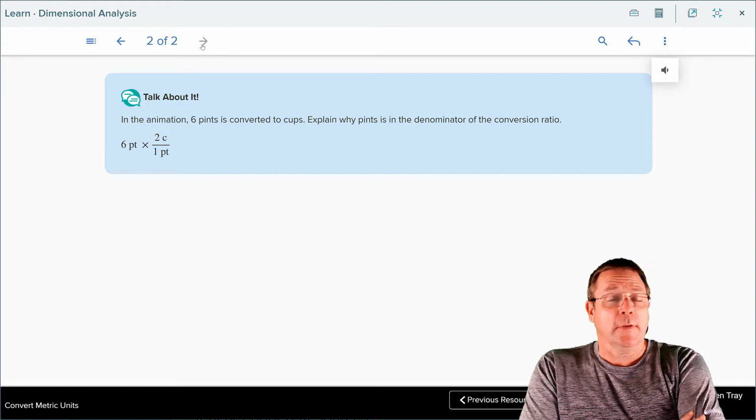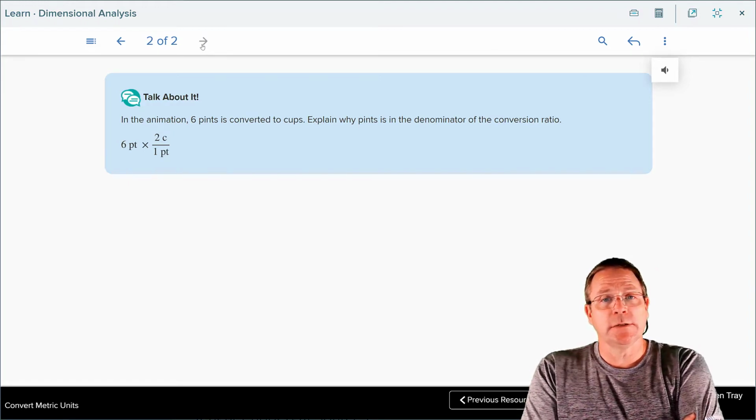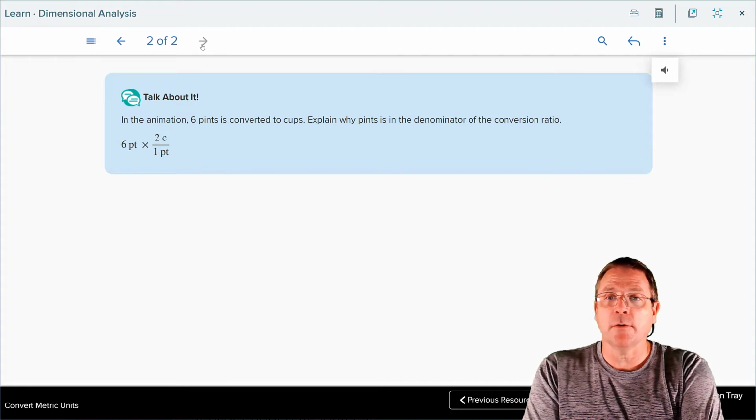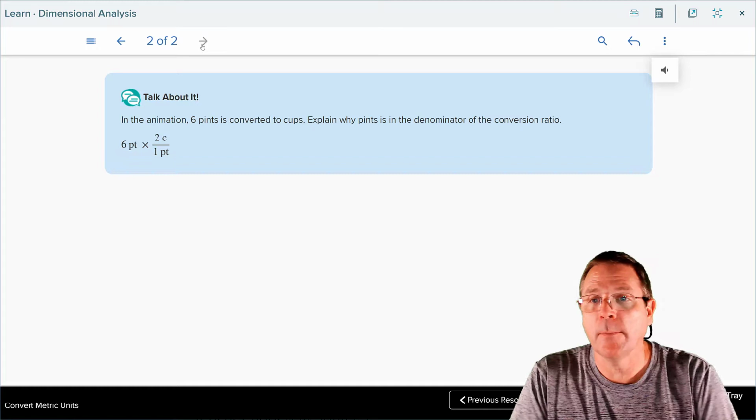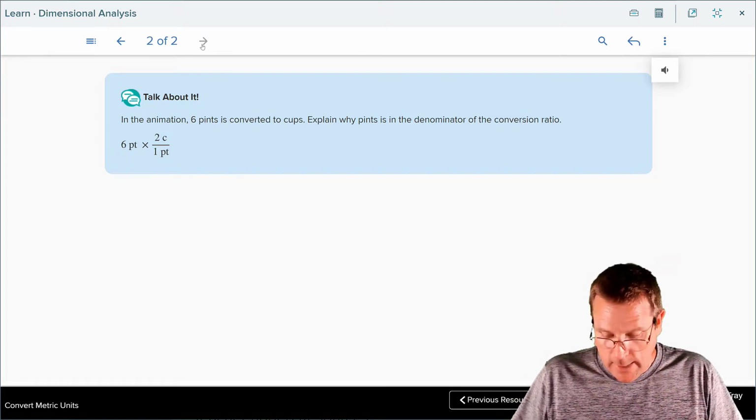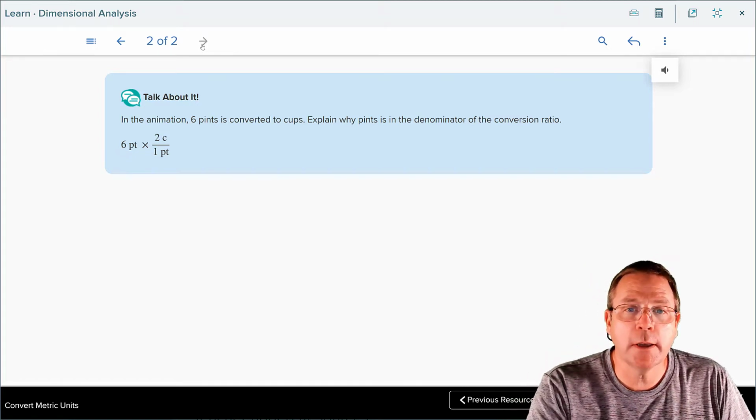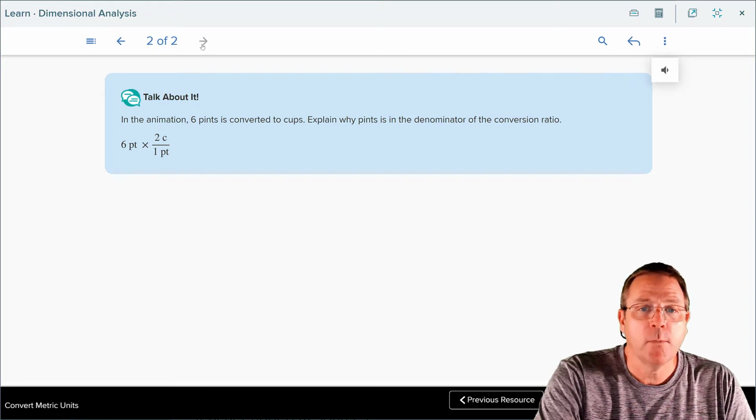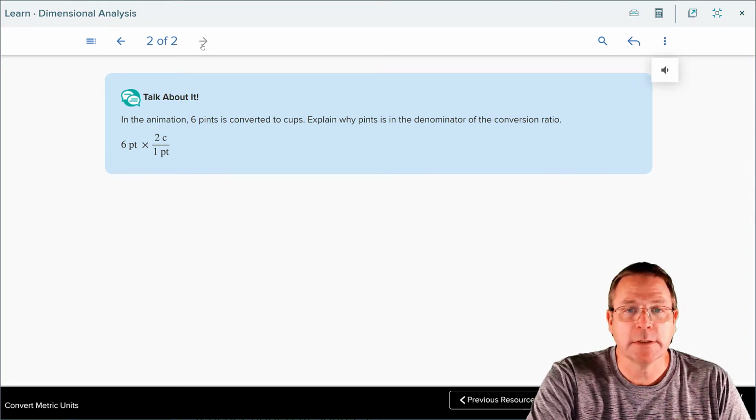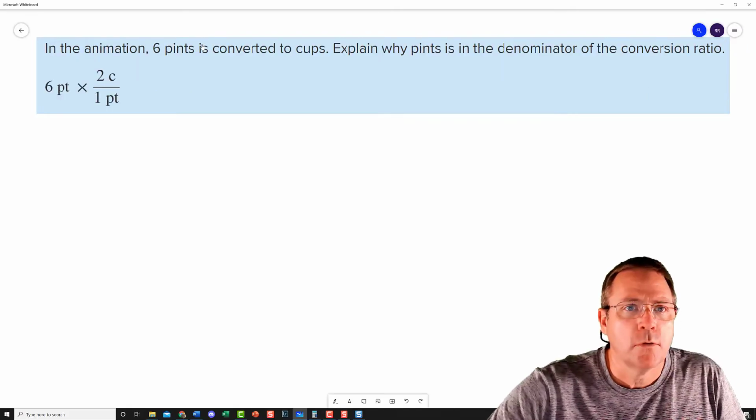So, it says, in the animation, 6 pints is converted to cups. Explain why pints is in the denominator of the conversion ratio. And to explain that, I'm going to take a picture of this one, and then we're going to rewrite it in a way that makes a little more sense. So here we are.